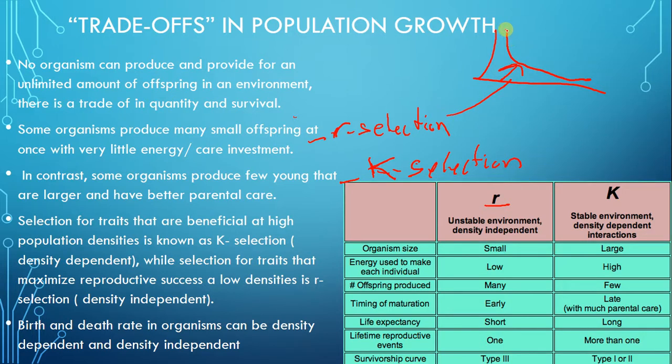K-selected are basically the opposite. They're like humans, with a survivorship curve of type 1 or possibly 2. That's our K-selected species. And birth and death rates can also be density dependent or density independent. They change. They're affected by their environment. All right, so there are trade-offs, and these different strategies have evolved in relationship to our models with R and K selection to help organisms survive in the environment in different situations, close to and far away from carrying capacity. That'll be it for today. I'll see you in class.